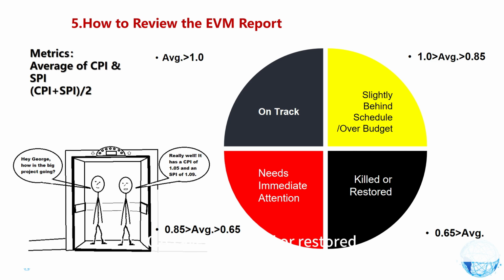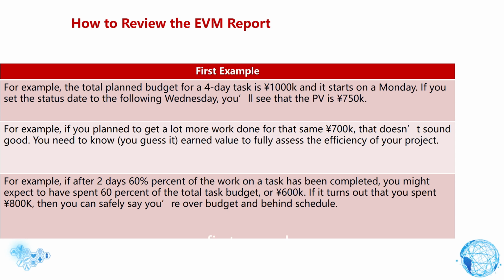0.65 average killed or restored. First example. For example, the total planned budget for a 4-day task is 1,000 yen and it starts on a Monday. If you set the status date to the following Wednesday, you'll see that the PV is 750,000 yen. For example, if you plan to get a lot more work done for that same 700,000 yen, that doesn't sound good. You need to know, you guessed it, earned value, to fully assess the efficiency of your project.